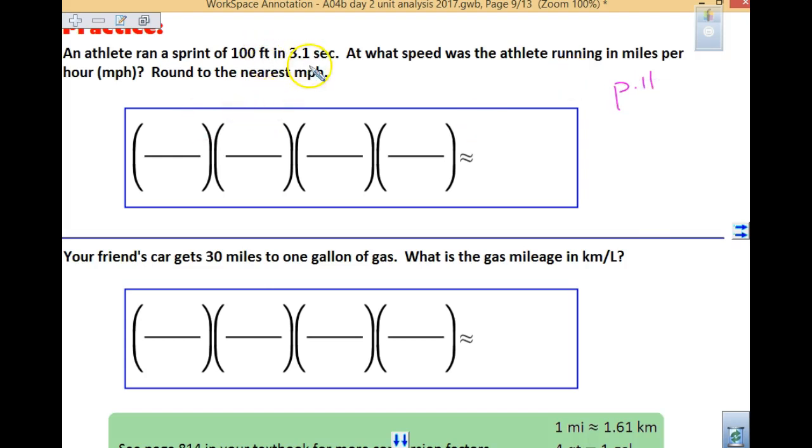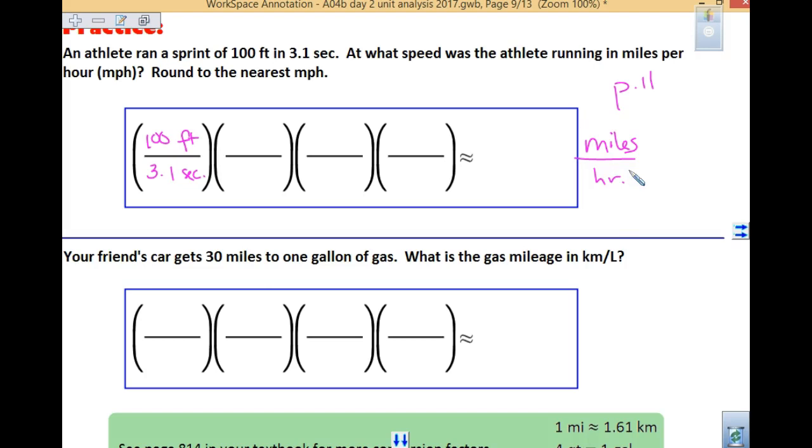An athlete runs 100 feet in 3.1 seconds. What is the speed? Now, I might give you something like this on the quiz, where you have to fill these in. Okay? I might not have anything and you have to fill it in. So, let's do this one together. We should have 100 feet in 3.1 seconds. And the first question you need to think about is, do you want to eliminate the feet or the seconds? And our answer is supposed to be in miles per hour.